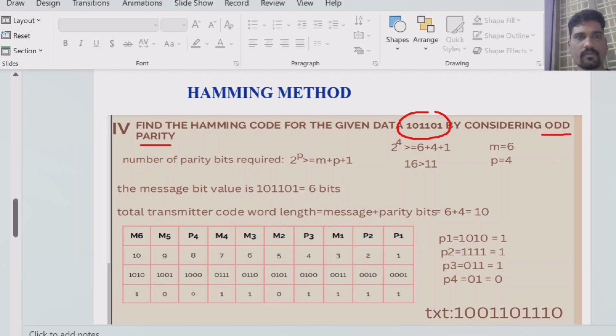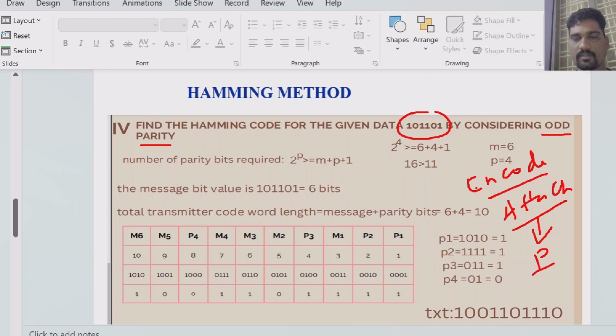So from here what we have to understand is that in the given question they have given the data word or message bit value. Now what we have to do is, it is a transmitter side question, we need to perform the encoding operation. Encoding means we need to attach extra bits to the original message bits. Those extra attached bits we call the parity bit values. Now the question is that we need to find out how many parity bits are required, right?